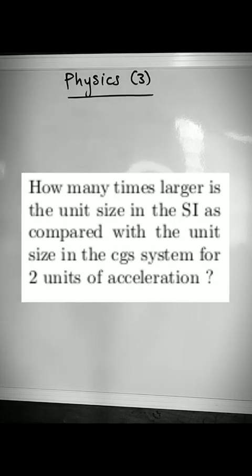In this video we have a question which has also been adapted from the Japanese physics Olympiad exams, and the question says: how many times larger is the unit size in the SI as compared with the unit size in the CGS system for 2 units of acceleration?